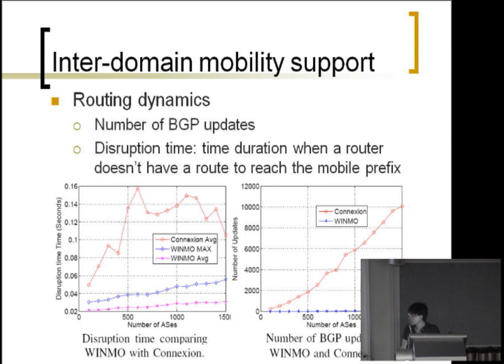This is shown in this figure. As you can see, the red curve indicates the connection solution, which is the Boeing solution, which announces the routing updates everywhere. And the WINLAB solution suppresses the routing updates significantly. In terms of disruption time, the left figure shows that the amount of disruption time is fairly small. It's only up to about 60 milliseconds based on our simulation. Of course, this can be further reduced by improving the routing design, and this is part of ongoing work.